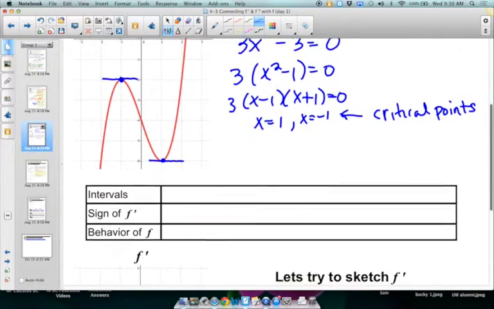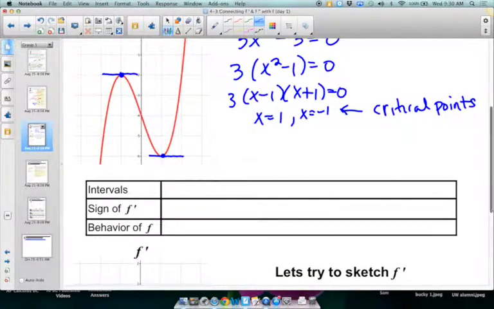So let's go ahead and get these in the table then. We're going to identify our critical points: x equals -1 and x equals 1. And we're going to see what happens in each region on either side of these critical points. So what happens when x is less than or equal to -1?